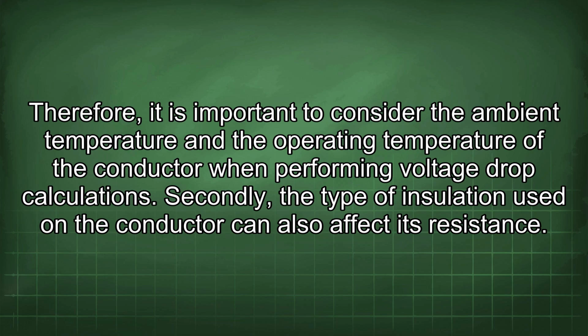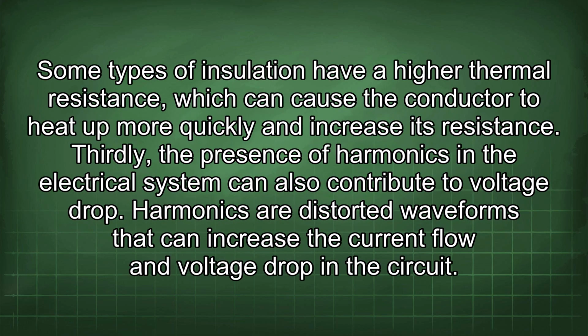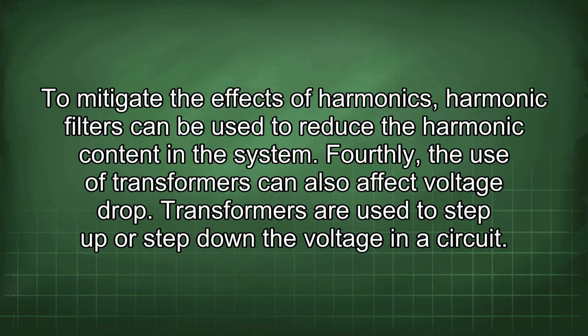Secondly, the type of insulation used on the conductor can also affect its resistance. Some types of insulation have a higher thermal resistance, which can cause the conductor to heat up more quickly and increase its resistance. Thirdly, the presence of harmonics in the electrical system can also contribute to voltage drop. Harmonics are distorted waveforms that can increase the current flow and voltage drop in the circuit. To mitigate the effects of harmonics, harmonic filters can be used to reduce the harmonic content in the system.